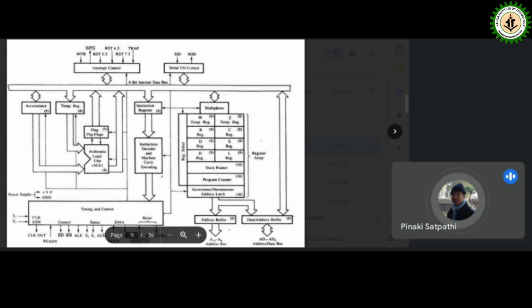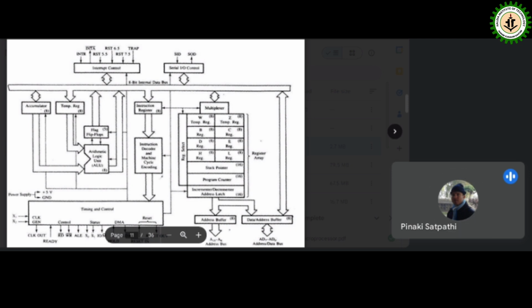Next is our serial input output control block. This particular block is used to send data from an input device serially, bit by bit, into the microprocessor, or give data to the output device serially, bit by bit, from the microprocessor.